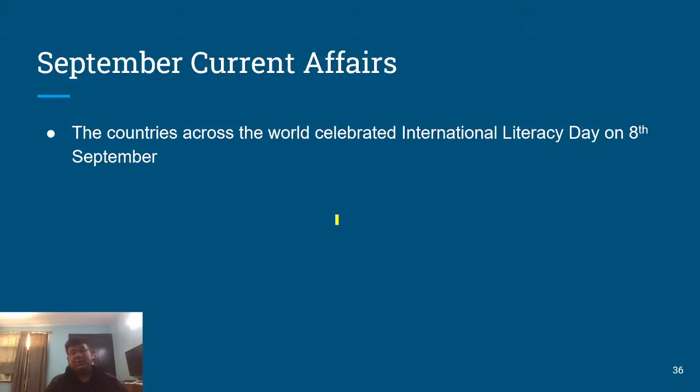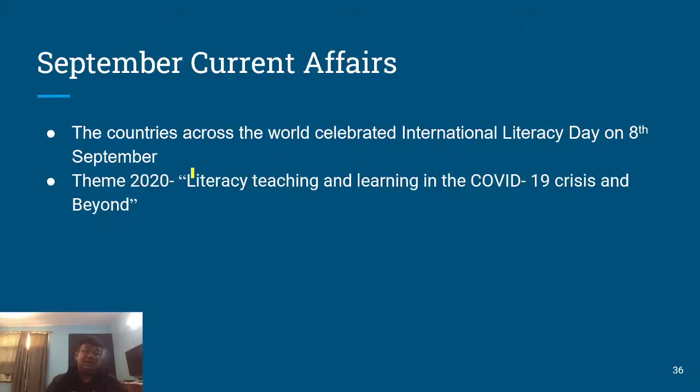Right, some more miscellaneous content. 8th September every year we celebrate International Literacy Day. We can also use the word commemorated because it's less of a celebratory thing. It's more of commemorating something. This year this was the theme. So for a lot of these important days and dates, you need to know the theme. This year's theme was literacy, teaching and learning in the COVID-19 crisis and beyond. I think this is pretty obvious because COVID-19 was the most important issue this year. And in any question, wherever you find the COVID option, if you click it, your answer will be correct.